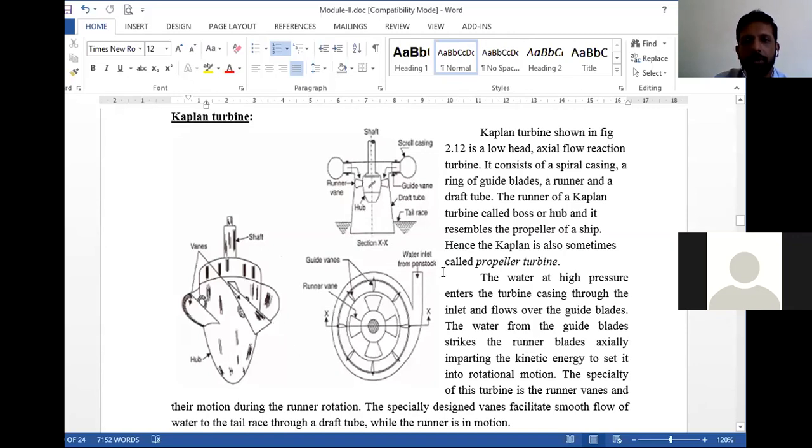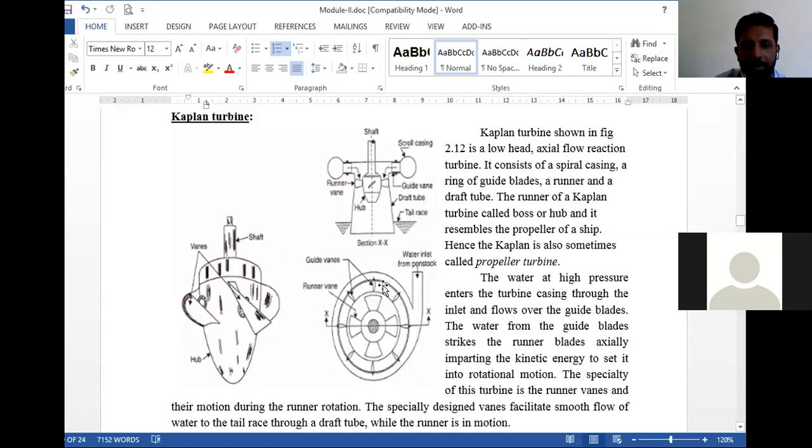Now first let us take up the top view that is shown over here. So when we look from the top, it looks like concentric rings. There's an inlet for the water which is connected from the penstock, and this penstock is connected from the reservoir. So the water inlet is going to be from here. And this outermost boundary is nothing but the casing for the Kaplan turbine.